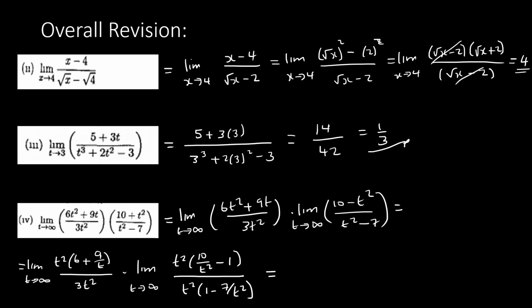So now let's substitute. If I substitute, what happens? Okay, before I substitute, we know t squared will cancel t squared. Here t squared will cancel t squared. So now substitute. Do you see? The first one I'll be left with 6, because 9 over t will be 0. So I'll be left with 6 over 3. The second one, I'll be left with minus 1 over positive 1 because 10 over t squared will be 0, 7 over t squared will be 0. So that's your answer there, minus negative 2.